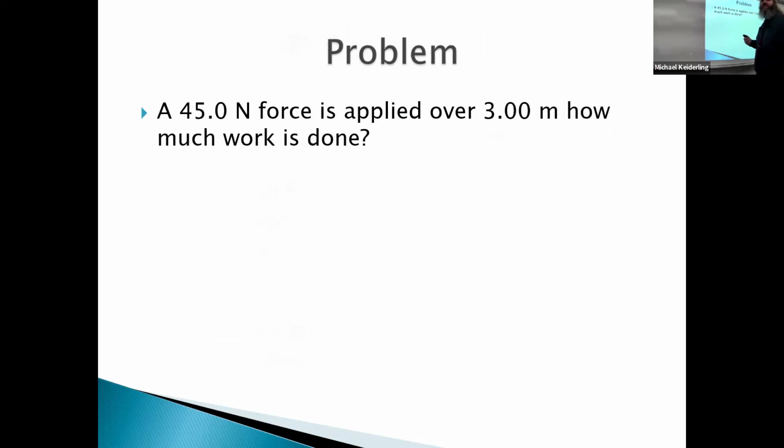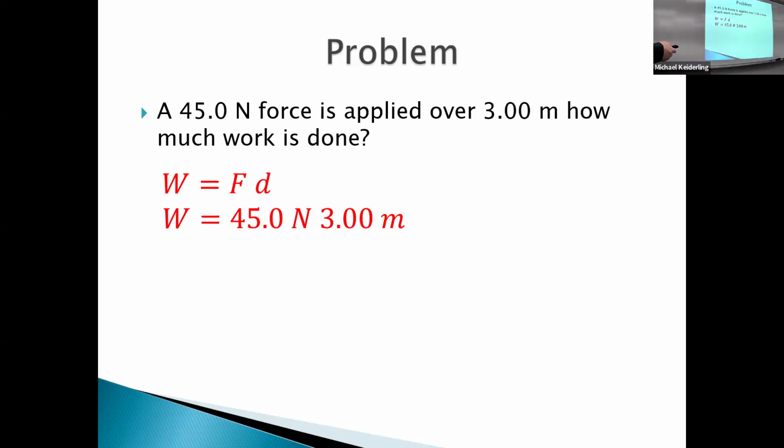So if I apply a 45 Newton force over a distance of 3 meters, how much work is done? And the units? So it's joules. It's force times distance, so newtons times meters, which is joules. And that's named after Joule, who did a bunch of early work on energy. So 45 newtons times 3 meters is 135 joules.